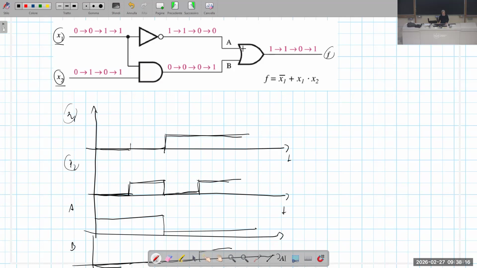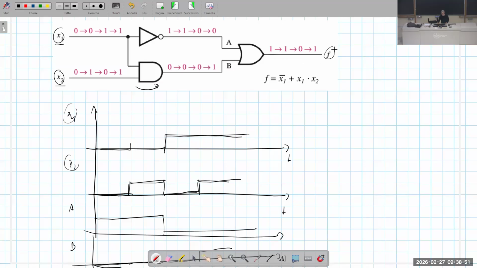We don't perform the OR before because we don't know in advance the logical values of the signals A and B. A is the output of the NOT and B is the output of the AND. So in order to calculate, there is always information flow from the inputs to the outputs. We need to know the inputs to calculate the outputs and never vice versa.